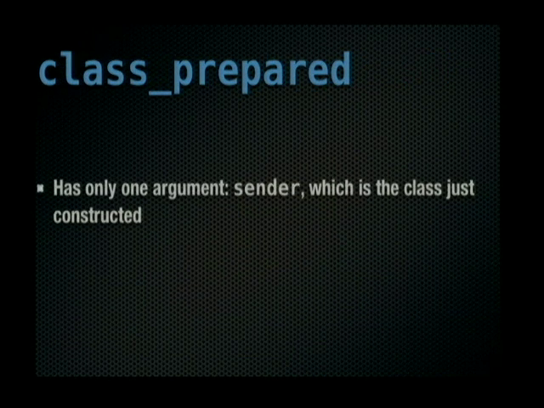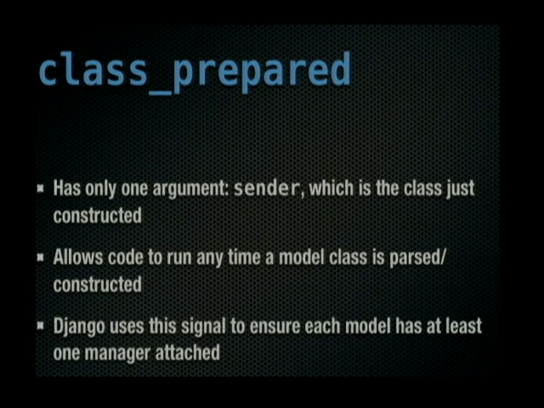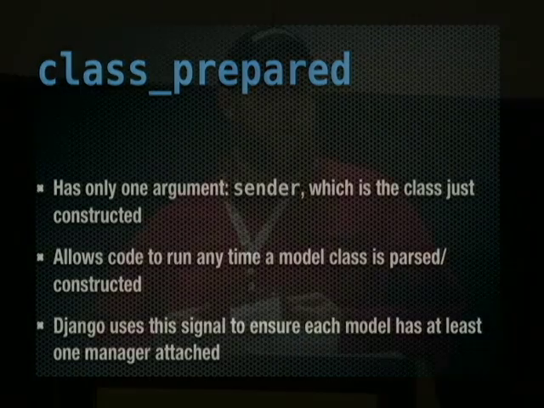The class_prepared signal has only one argument, if you want to listen to that. That argument is sender, which is the class that we just prepared. Django actually uses this. This is the mechanism that makes sure you have a manager. We run through the entire metaclass, we run through all the contribute_to_class methods, and we've finished building the class. Then we send this signal, and Django says, hey, do you have a manager yet? If you don't have a manager by that point, that's when we create one, call it objects, and stick it on your model.